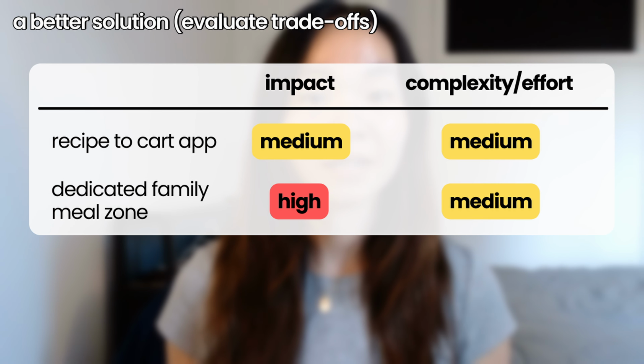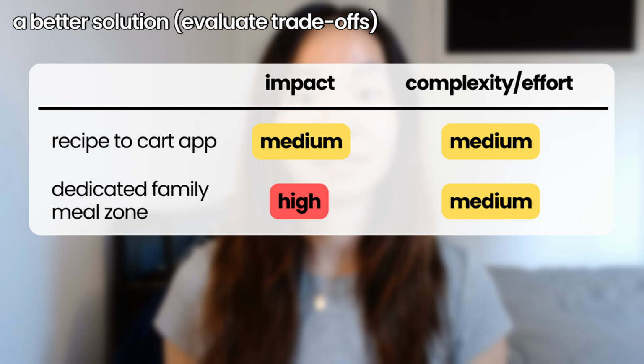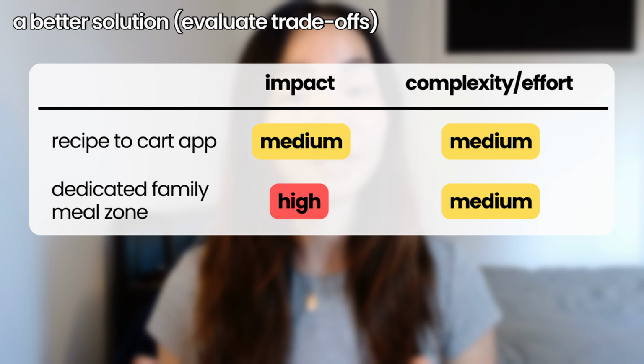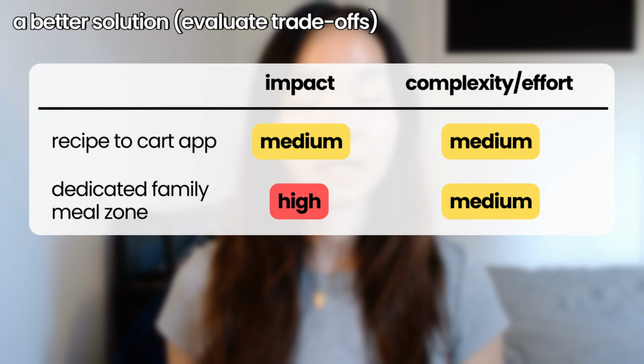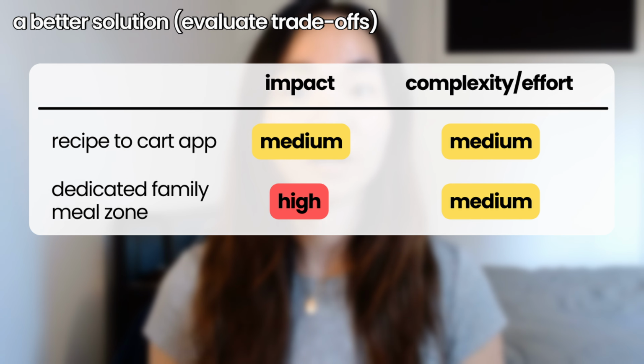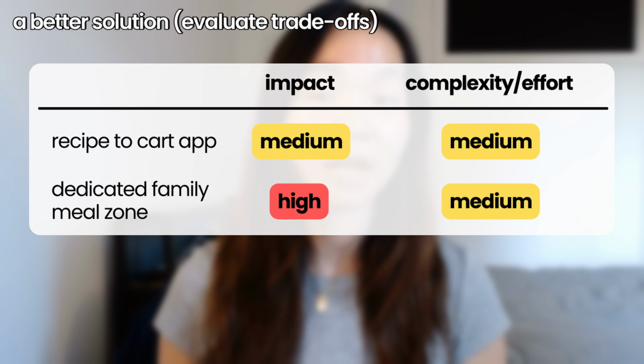Next, we have the dedicated family meal zone. This is a high impact, medium effort. It directly reduces decision fatigue for parents by bundling meals together and encouraging larger basket sizes as families are nudged to buy complete meal sets. From an effort standpoint, it's relatively straightforward as the products already exist in store, though it does require ongoing management to keep bundles fresh and relevant.